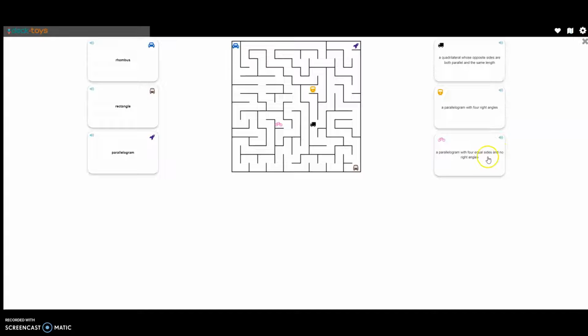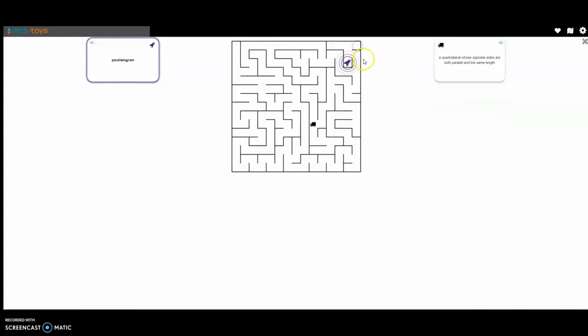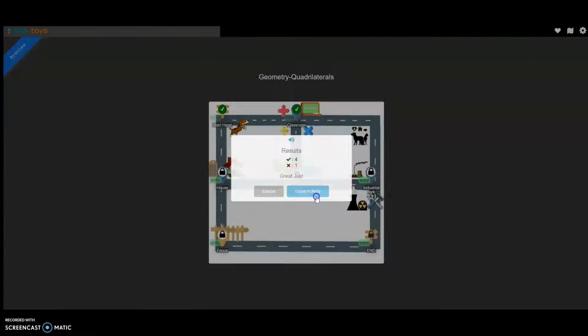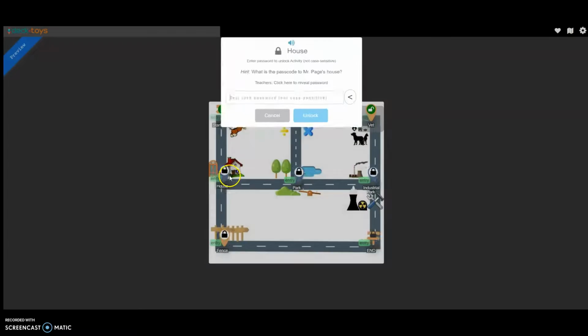A parallelogram with 4 equal sides and no right angles is a rhombus, though. Let's do that one. This one goes to the bike. I think go right there. A parallelogram with 4 right angles. Yes, that would be a rectangle. Yes, yes, yes. So if I was a student and I got that wrong, it gives me a chance to retry it like you're seeing. And it lets you know that you're incorrect when you start. All right, and then the parallelogram must be the last one. They would read the definition and they would learn that one. All right, great job.